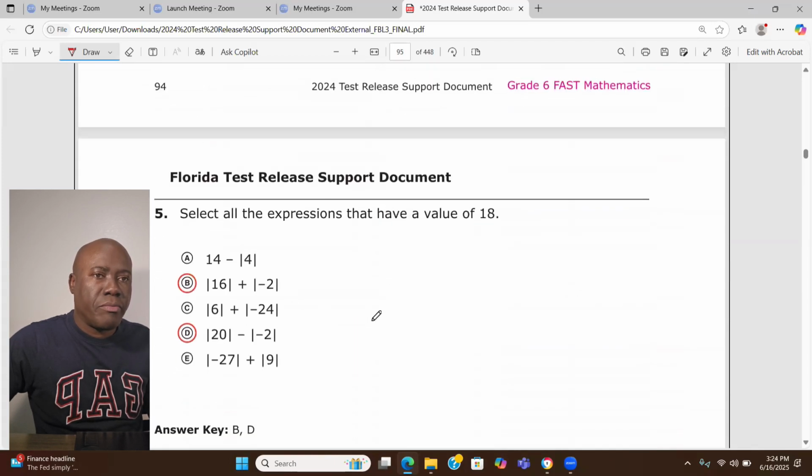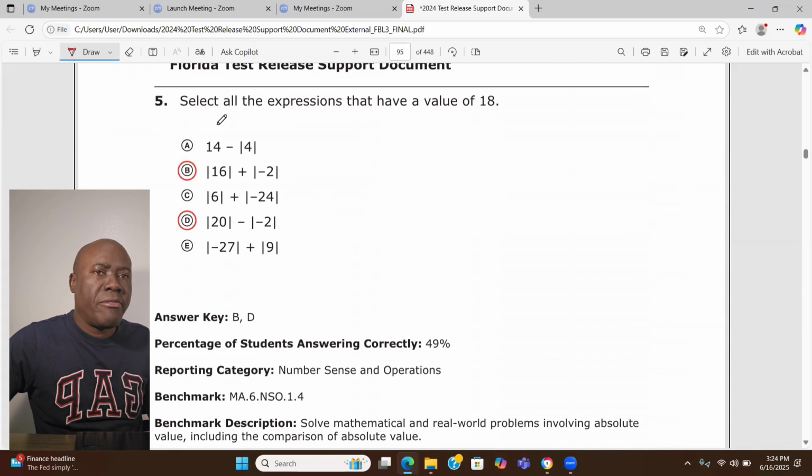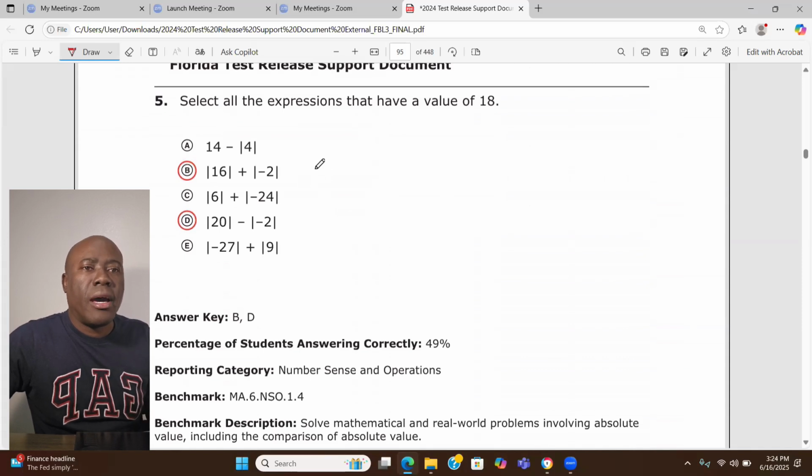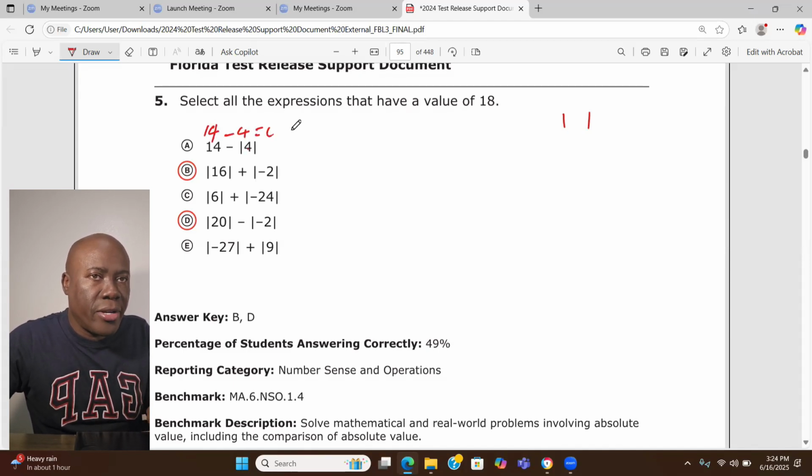Let's look at number 5. Number 5 says here, select all the expressions that have the value of 18. So we're looking at absolute value. Remember, the absolute value is always positive, right? The lowest an absolute value could be is nothing, which is 0. There's no negative. So basically, if we check them out quickly, this would have been 14 minus 4. This is 10, so this is not it. For this one, the absolute value of 16 is 16. The absolute value of negative 2 is positive 2. And this is 18, so this is a response.